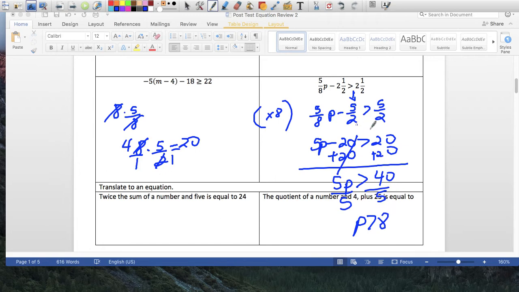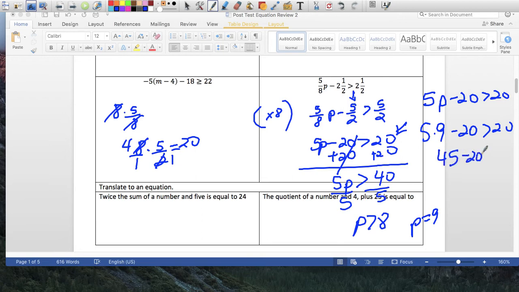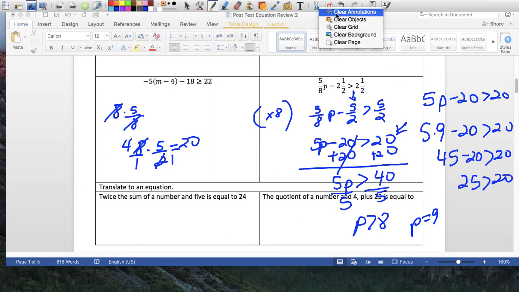When I substitute, I don't have to substitute over here, but I can substitute in my inequality that I changed. So I had 5p minus 20 is greater than 20. Let me pick a number. I'm going to pick p equals 9. So 5 times 9 minus 20 is greater than 20. 5 times 9 is 45. And 45 minus 20 is 25, which is greater than 20. Okay.